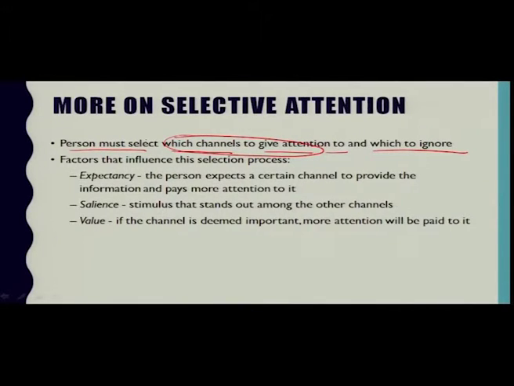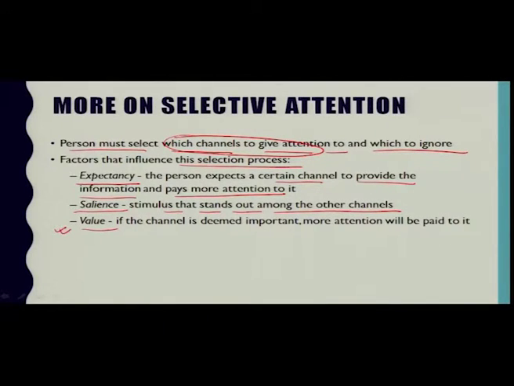Factors that influence this selection process include expectancy, salience and value. Expectancy means that if a person expects a certain channel to provide the information, he pays more attention to it. Salience refers to the stimuli that stand out among the rest of the channels. They grab your attention. The truck horn in an earlier example was a salient stimulus.